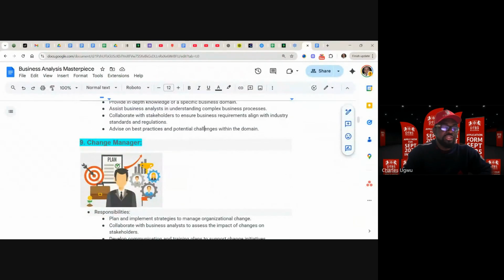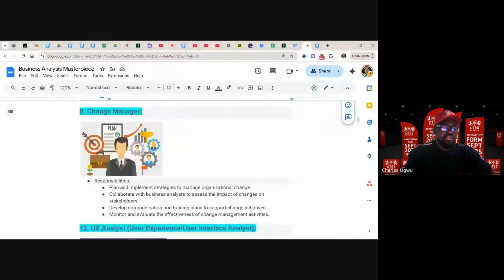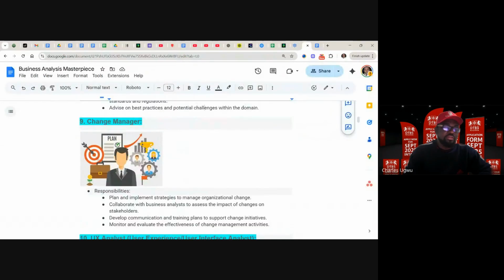Then we'll have change managers. Change managers, like I keep saying, are for big companies. They are the people that have special needs, called change managers. Most projects you'll be working on are going to be a change. If you are implementing a CRM system for a company, it means they have not had it before. So it's a new invention to that company.